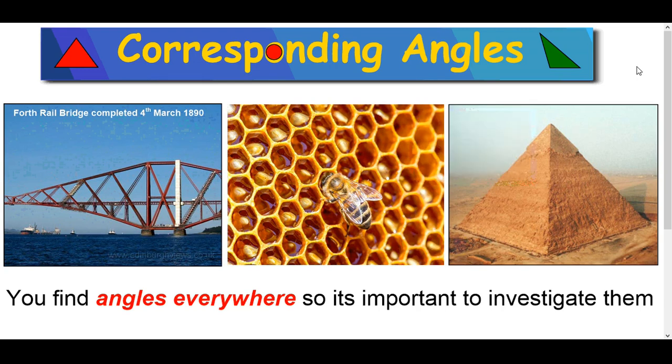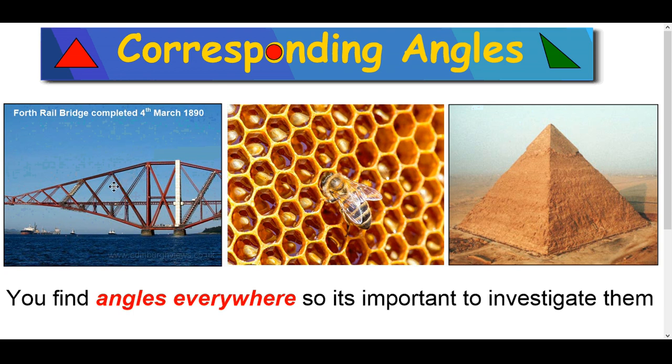Hi there, in this lesson we're going to look at angles and then particularly corresponding angles. But before we start, it's important to see where angles appear in nature and lots of different places, like engineering for example. That's why we really investigate angles. There's far more than this, but I've just put a selection of three. There's a Forth Rail Bridge there.